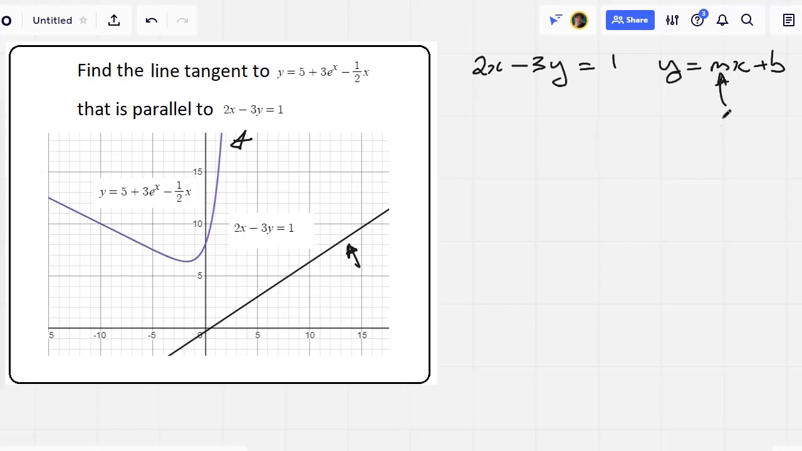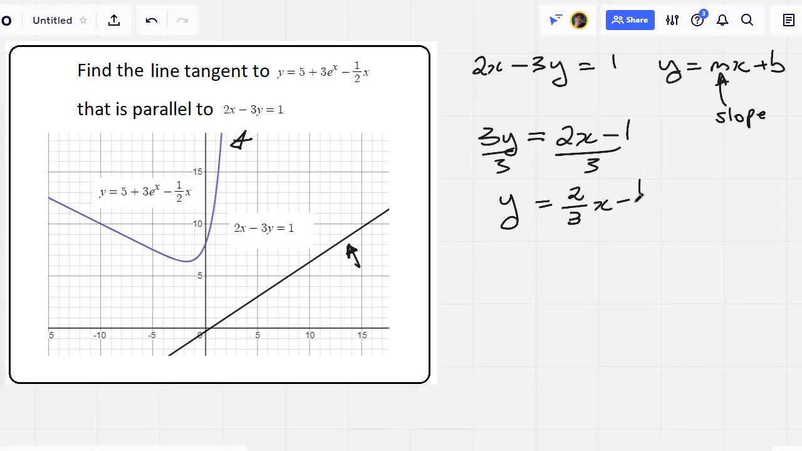And all we're after is m here, the slope, because the tangent line that's parallel will have the same slope as the line that we have in the diagram. So we'll just rejuggle the y and the x so that the y is on the left and the x is on the right, and divide everybody by 3. And we have y equals 2/3 x minus 1/3.